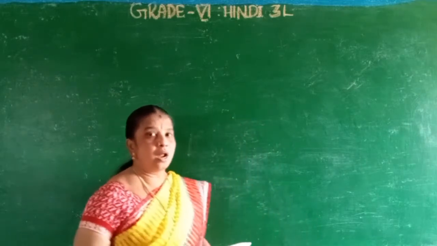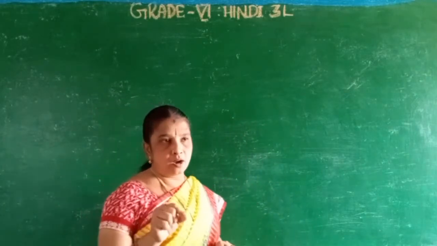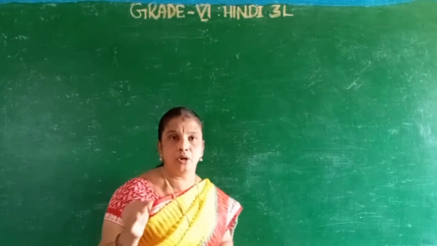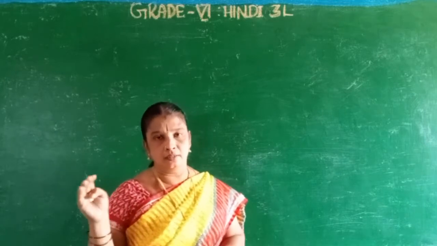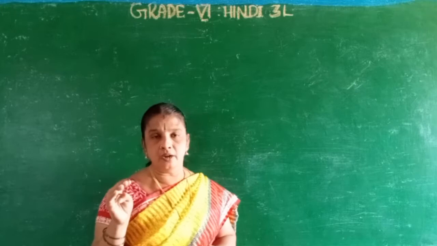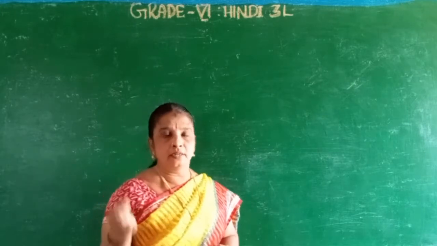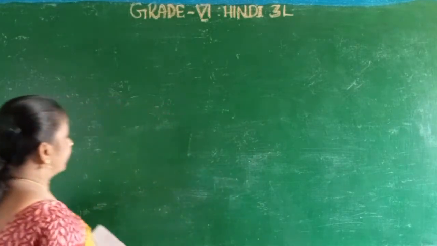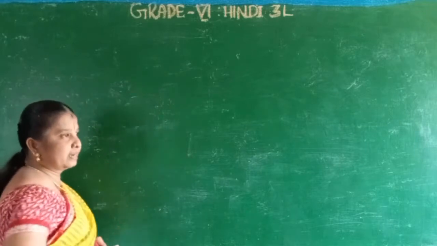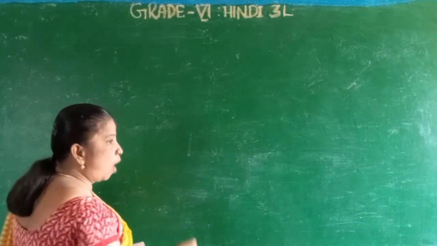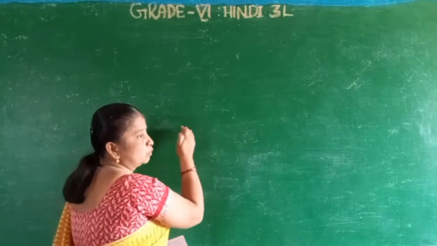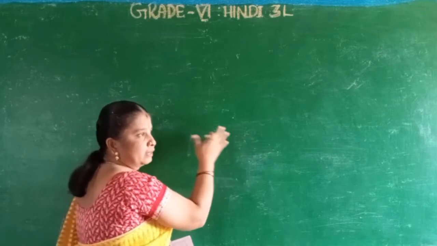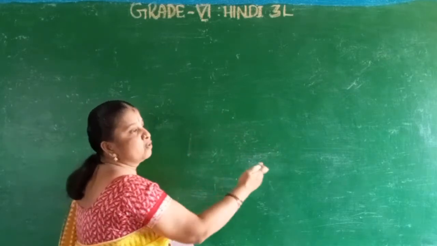Now I hope you all understand the vowel sounds, and the ka varg, cha varg: how to pronounce ka, kha, ga, gha, then cha, chha, ja. In the last video I already taught this. Now we are moving to 3 letter and 4 letter words. First I will revise the 3 letter words once again, then 4 letter words, and the difference between the pronunciation of 3 letter and 4 letter words.